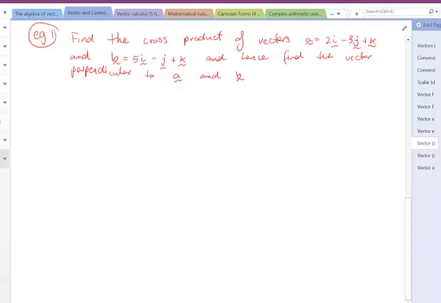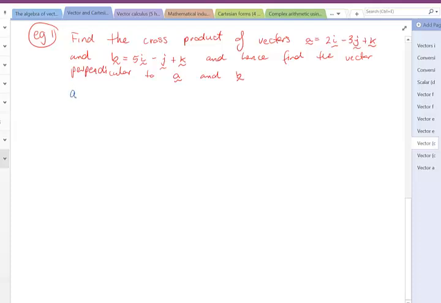Okay, so if we look at this example, it's relatively wordy. It's pretty much just saying find the cross product of vectors A and B, and hence find the vector perpendicular to A and B. Now, obviously, the cross product of A and B gives us a vector perpendicular to A and B. So we could do A cross B or B cross A. It doesn't really matter. They'll both give us perpendicular vectors, and they'll just be in opposite directions of each other.